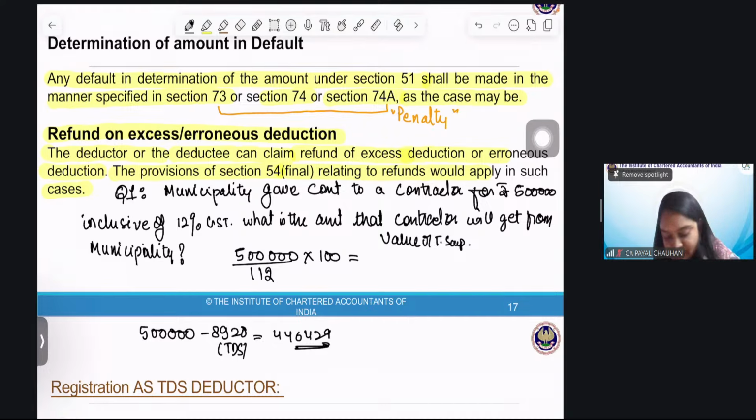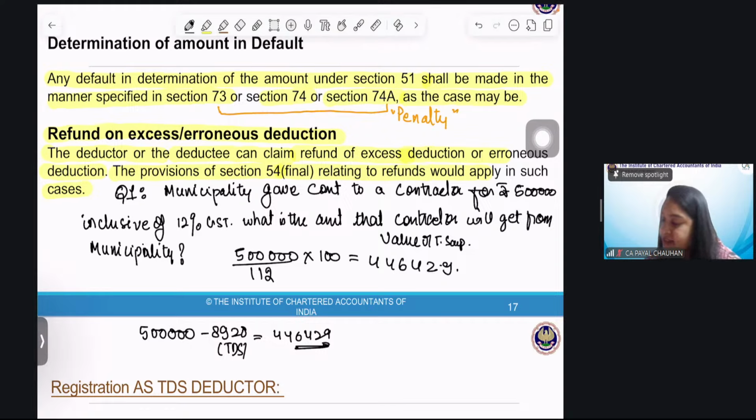5 lakh. Everyone, let me also do it. It's coming. Now tell me, is this 446429? Perfect. Now the thing is, this is okay.